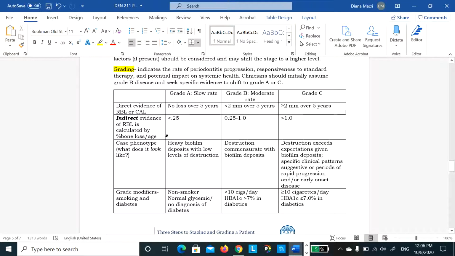However, they came up with a different way of calculating progression as well. And this comes about by calculating the percentage of bone loss divided by the age. So if you do not have direct evidence of radiographic bone loss, you are to use this method of ascertaining the progression of this disease. And how do we do this? Well, we take the percentage of bone loss and we divide it by the age.